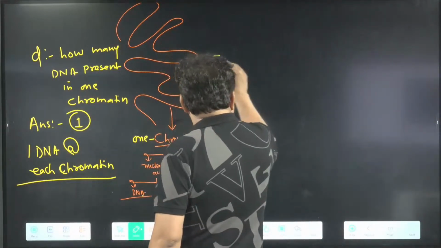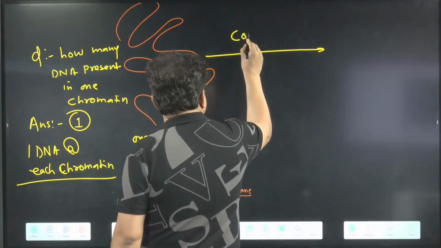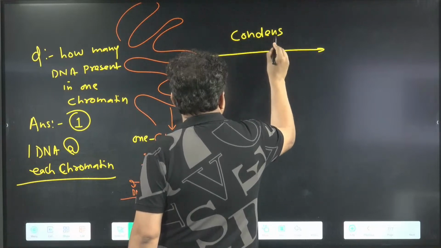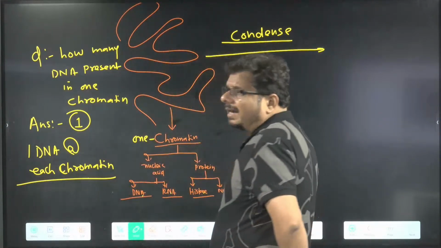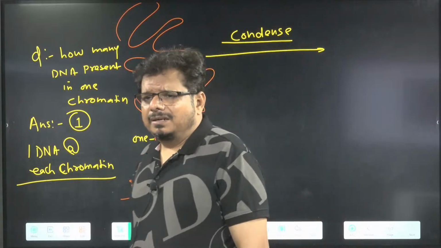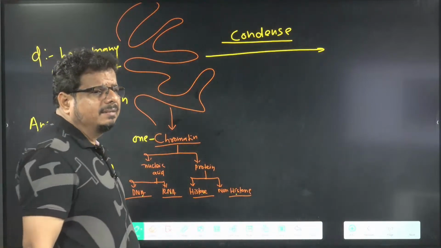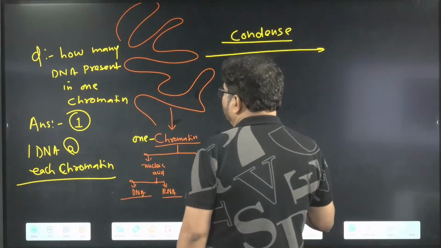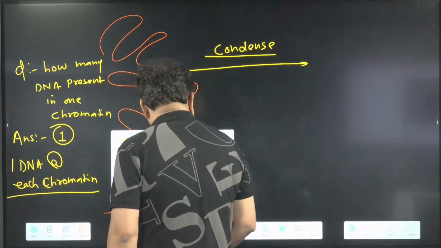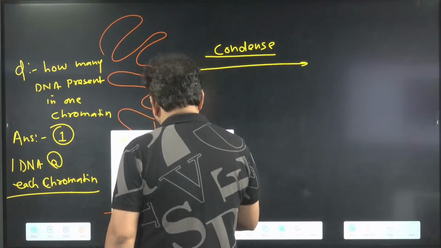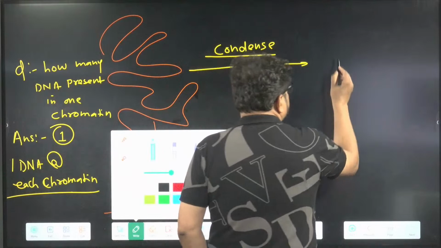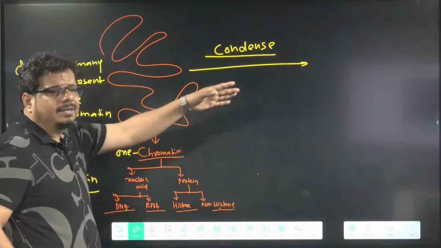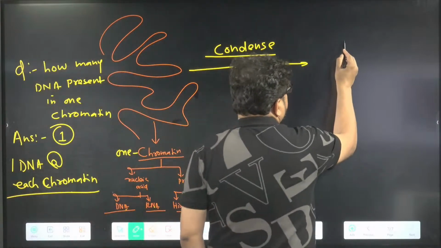Now, what is the difference between chromatin and chromosome? These chromatin condense during prophase and metaphase, and maximum condensation is in which stage? Metaphase. So who condenses? Chromatin condenses. And after condensing, how does it look? I am drawing the diagram. Look now, this structure is going for condensation.